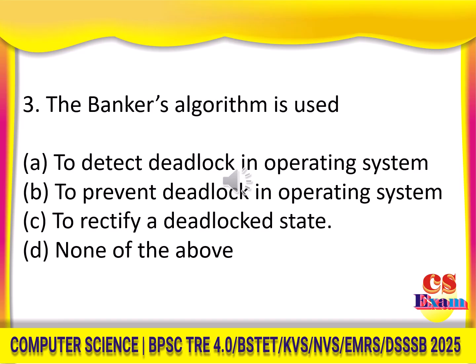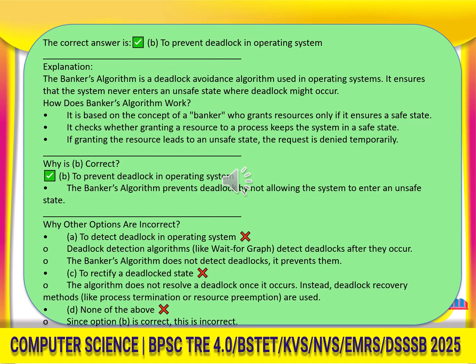3. The Banker's algorithm is used. A. To detect deadlock in operating system. B. To prevent deadlock in operating system. C. To rectify a deadlocked state. D. None of the above. The correct answer is B. To prevent deadlock in operating system.